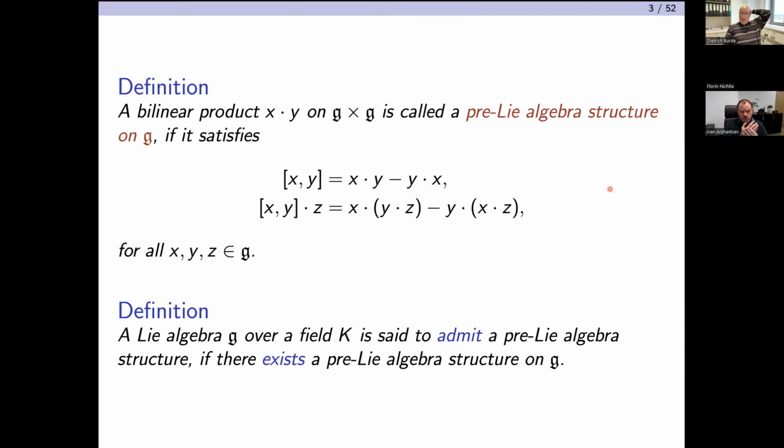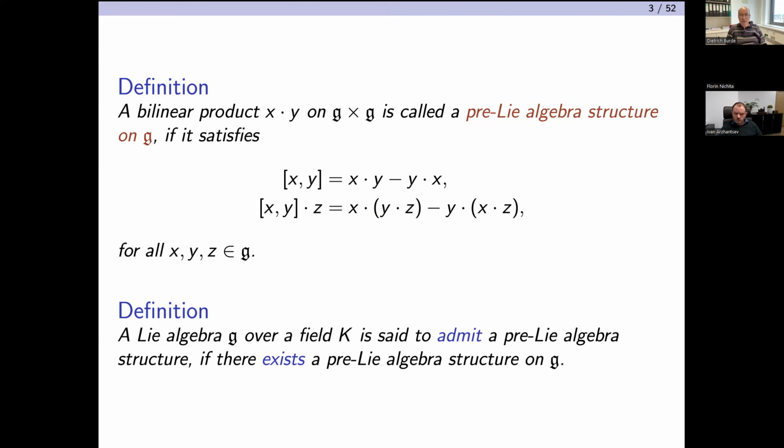Then we say, if you have a given Lie algebra, that it admits, or does not admit, a pre-Lie algebra structure if there exists such a structure on this given G. Now let me give three very simple examples. I didn't put it on the slides, but I'll try to explain it.